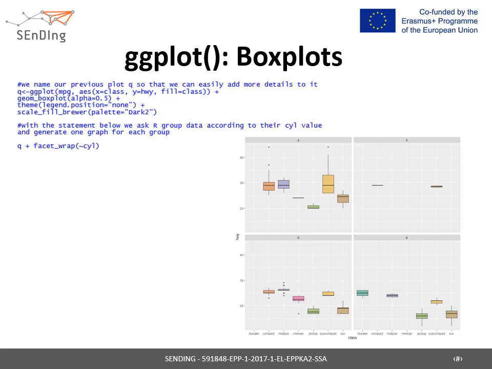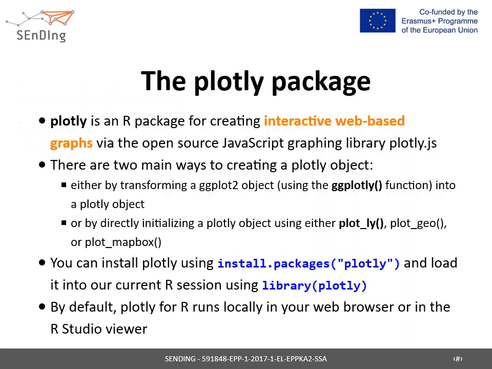See the resulting set of plots on the slide. Plotly is an R package for creating interactive web-based graphs via the open-source Plotly.js JavaScript graphing library. There are two main ways of creating a Plotly object: either by transforming the ggplot2 object into a Plotly object using the ggplotly function, or by directly initializing a Plotly object using either plot_ly, plot_geo, or plot_mapbox.